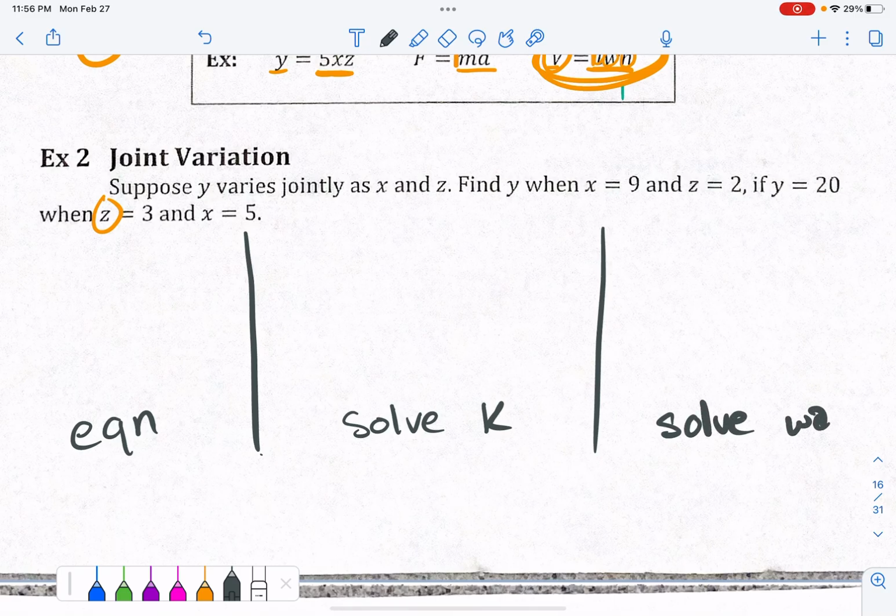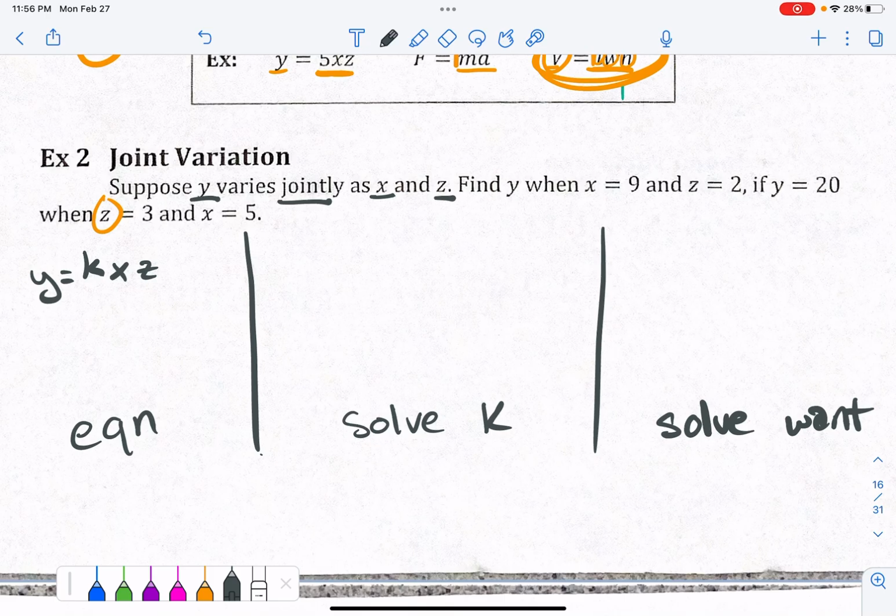Solve what we want, okay? All right, so our equation: suppose y varies jointly with x and z. That means we're starting with y on this side, and x and z are going to be over here, but we need to make sure we have k in the spot there. So that's what my equation is going to look like. Y varies jointly as x and z, okay?